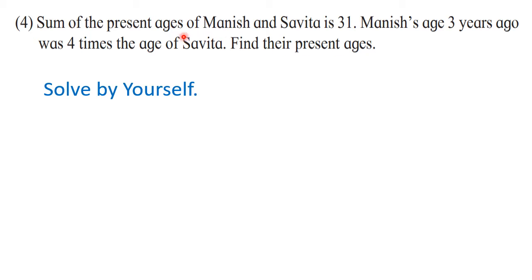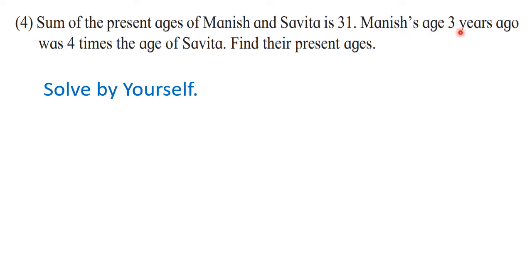You can take the present age of Manish as x years and the present age of Savita as y years. Don't forget to write down the unit as years. So the sum of the present ages is 31. The first equation is very easy: x plus y is equal to 31. Number it as 1.